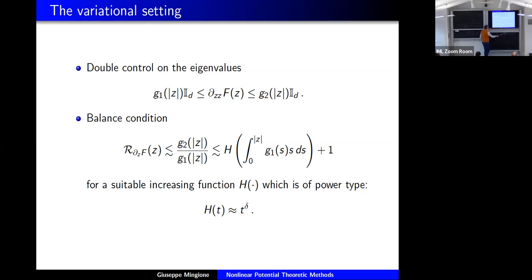Well, u is the datum, so the Euler-Lagrange equation looks like this. These are the two eigenvalues, and the assumption I put on them is that G1 over G2 is controlled by a power type of this quantity. This quantity looks odd, but it's a natural quantity that is implied by this lower bound in terms of coercivity of the function.